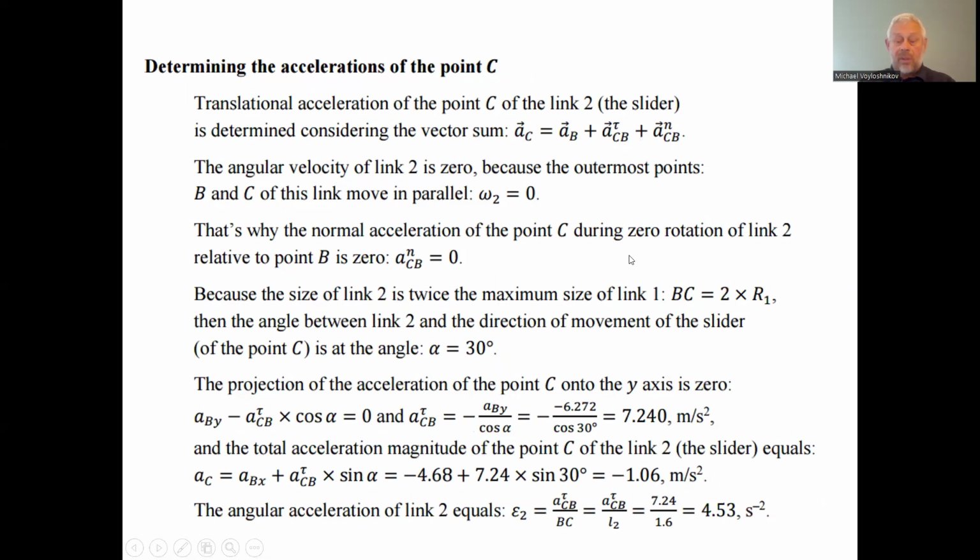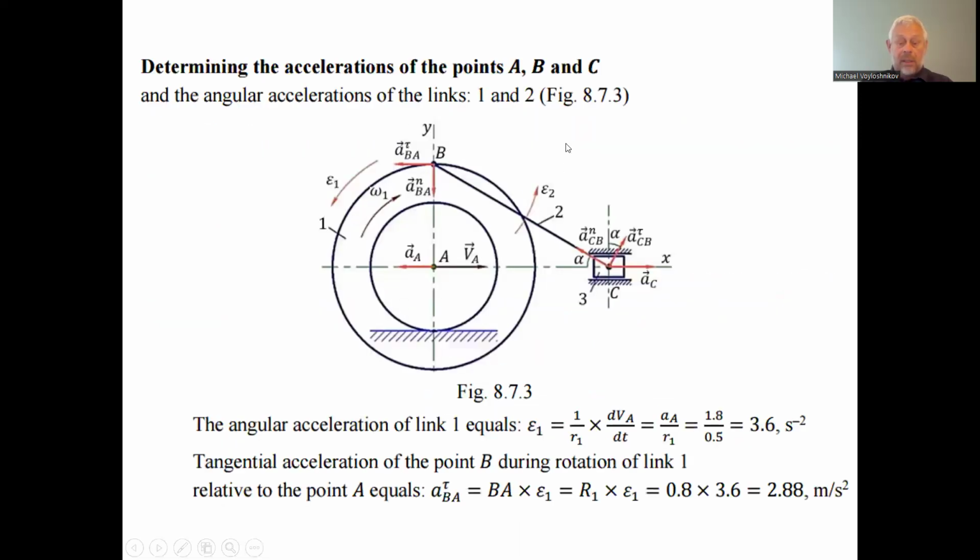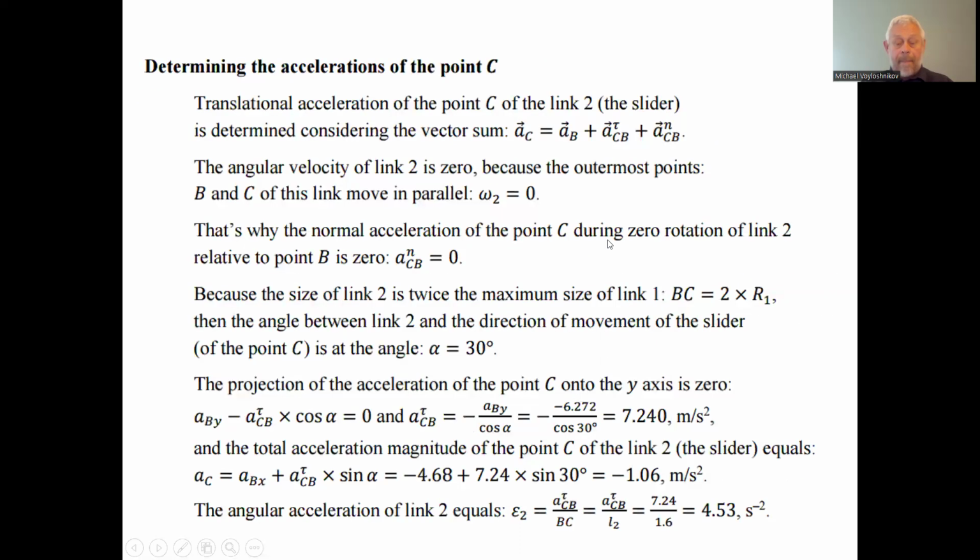That's why the normal acceleration of point C during the rotation of link 2 relative to point B is 0. The size of link 2 is twice the size of link 1. I mean that for link 1 we say the link is the radius. Okay, this size is twice link 1. Link 2 is twice bigger, so BC equals 2 multiplied by the radius of link 1.